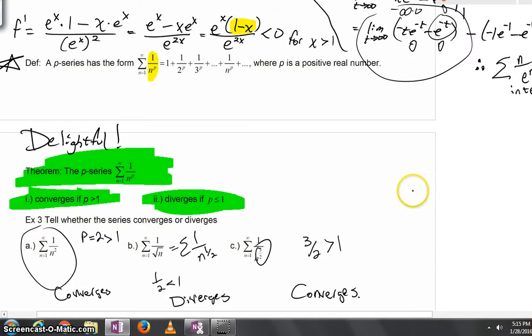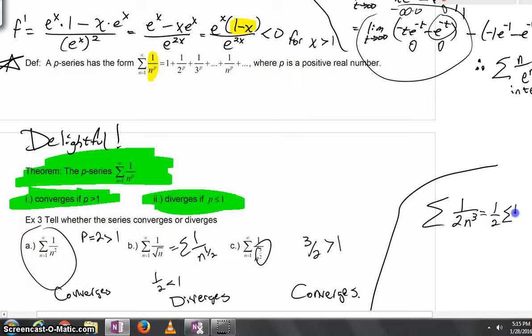It's very important to note that if you have a constant either on the top or on the bottom, remember constants can be factored out, and then you could effectively say that you have a p series of 1 over n to the third here. This series would converge because your power is bigger than 1.